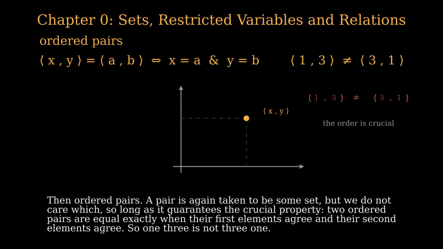Then ordered pairs. A pair is again taken to be some set, but we do not care which, so long as it guarantees the crucial property. Two ordered pairs are equal exactly when their first elements agree and their second elements agree. So 1, 3 is not 3, 1.